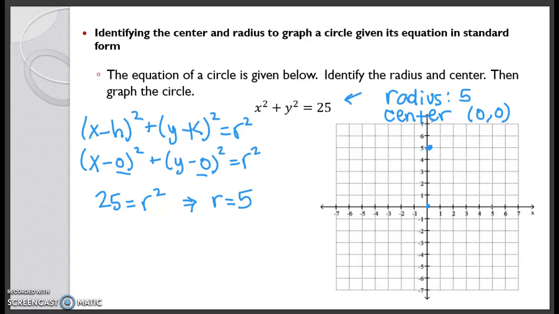So in all directions from the center we go out 5. Even over here is 5. That's an approximate amount. Now let's see if I can draw a somewhat decent circle connecting everything. That wasn't too great, but there we go. We identified the center, the radius, and we graphed the circle.